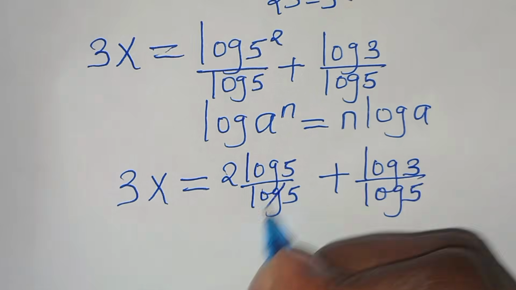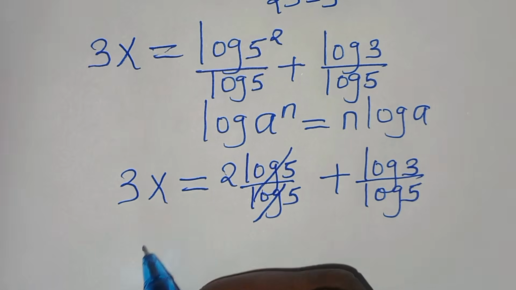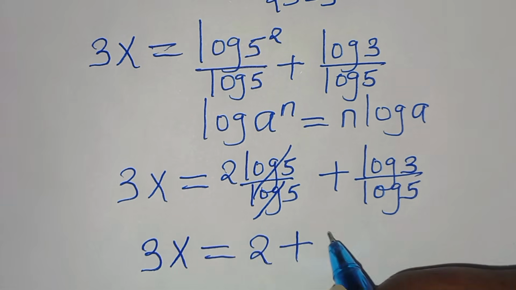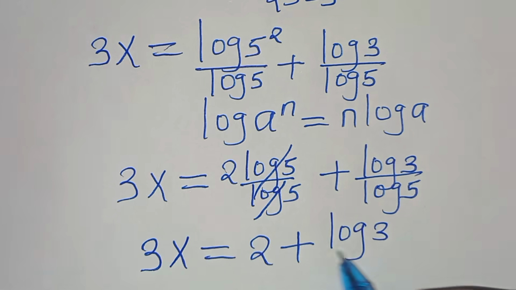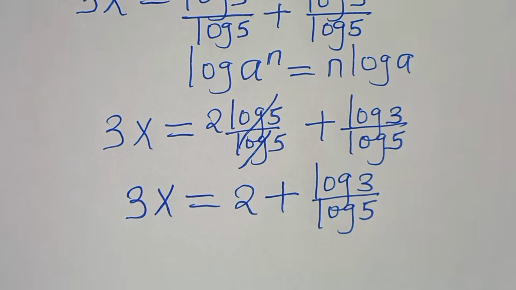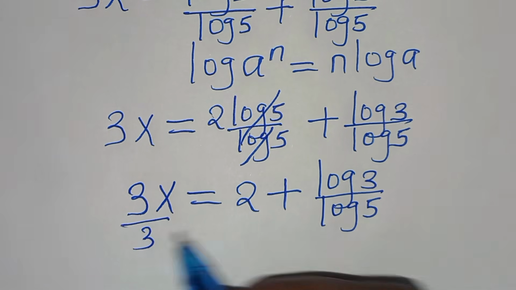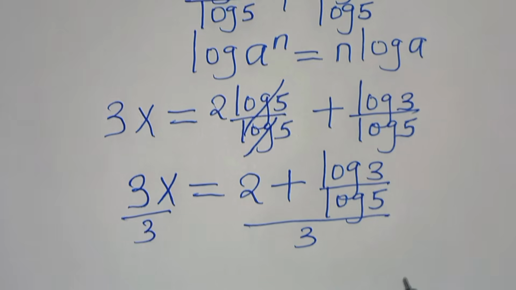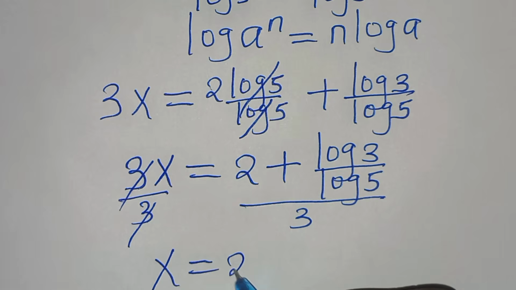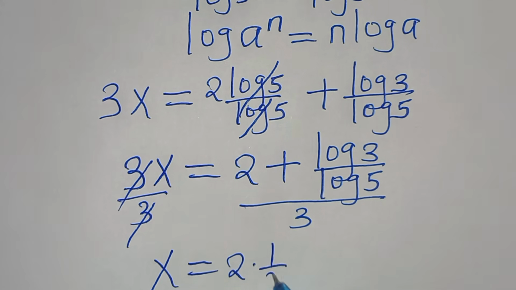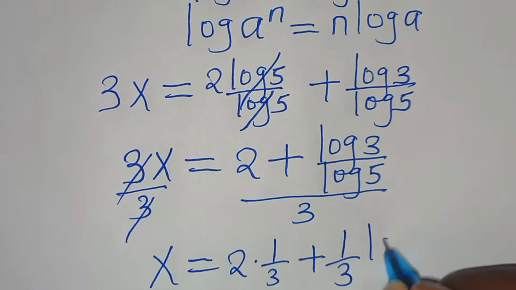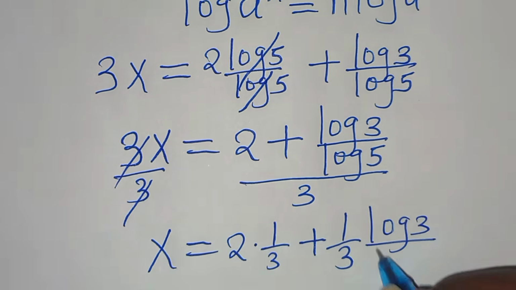So let's simplify log 5 and log 5 here, so that now we have 3x, this is equal to 2 plus log 3 divided by log 5. So let's divide both sides by 3, so that now here we have x is equal to, now we have 2 multiplied by 1 over 3, then plus here we have 1 over 3. This is log 3 divided by log 5.